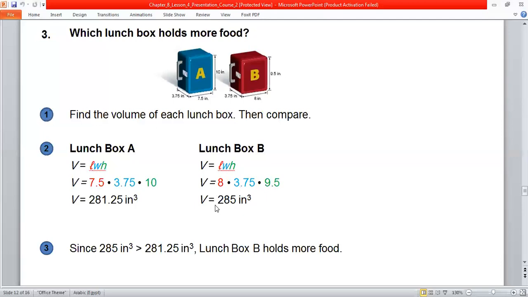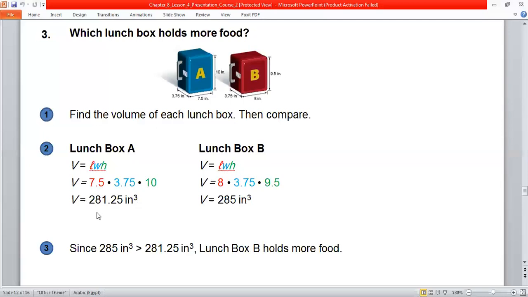285 by the shape. So which one is the bigger, you or your brother's lunchbox? My brother. If Muhammad's is 281.25, this is one, and his brother Ahmed's is 285 inch cubed. Which one is bigger? My brother. So the second one is the bigger, because 285 is bigger than 281.